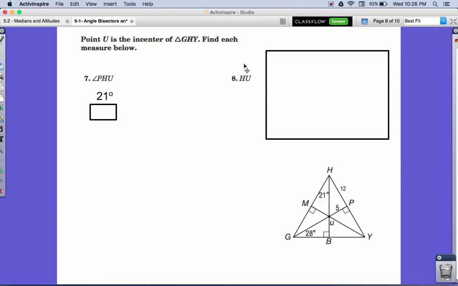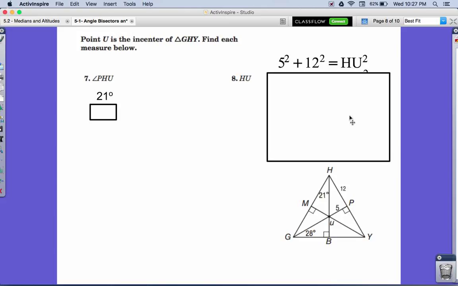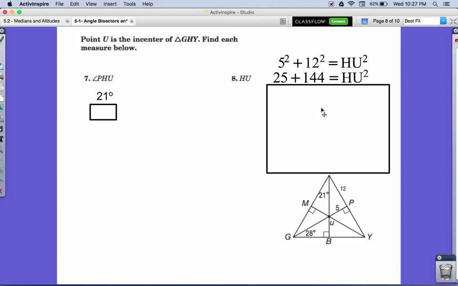So finding HU is a little bit more difficult. We know that PH is 12, and we know that PU is 5. We also know that this is a right triangle. And since this is a right triangle, we actually can use the Pythagorean theorem to say that 5 squared plus 12 squared equals HU squared. So I get that 25 plus 144 equals HU squared.